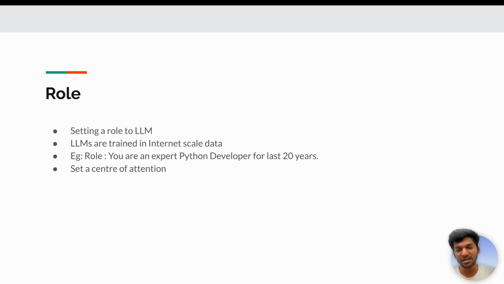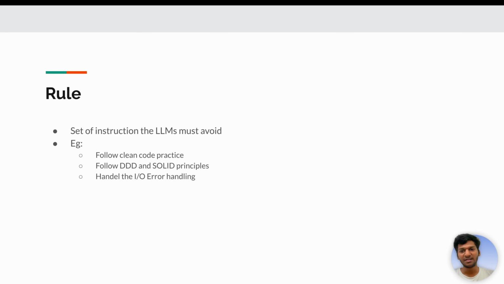Here, examples are like we can set the role: you are an expert in Python development for the last 20 years. Here the important aspect is that "last 20 years" is not just given for namesake. We are specifying that multiple versions of Python should also be understood by the LLM. This is the main important thing, and it creates a center of attention for the LLM, where it can focus very clearly on what domain we should give a response. This is role. And what are rules? Rules are a set of instructions which the LLM should avoid.